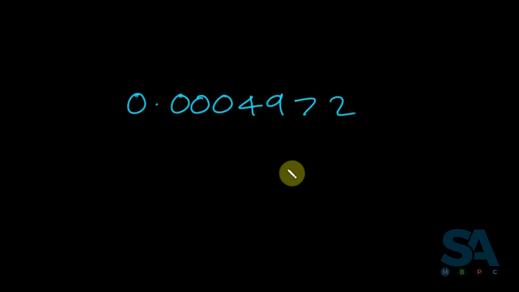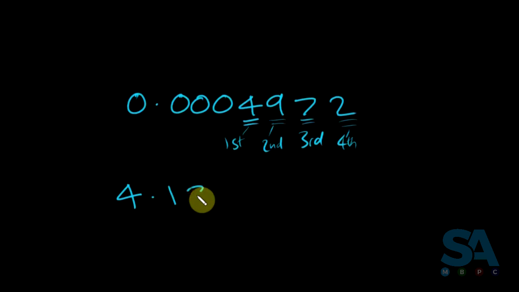So in the case of the number 0.0004972, the first significant figure is going to be the 4. The second is going to be the 9. The third is going to be the 7, and so on. In the case of 4.133, the first significant figure is going to be the 4. Second, the 1. Third, the 3. Fourth, the other 3.